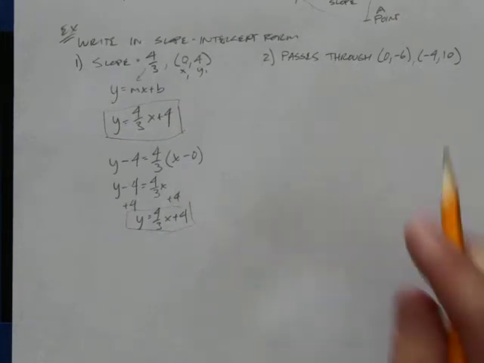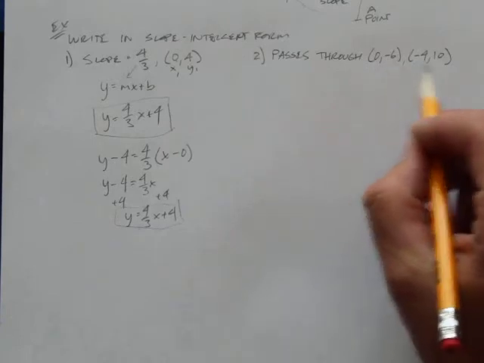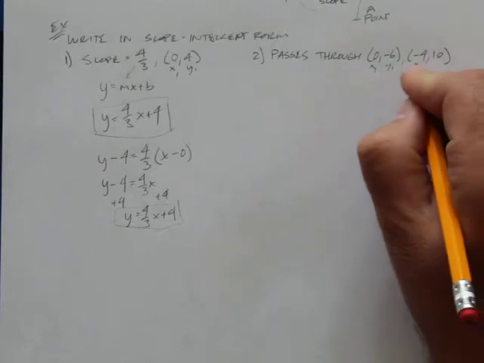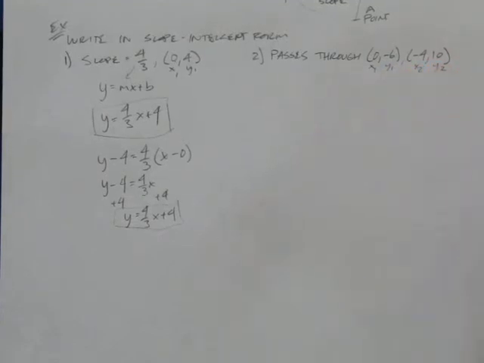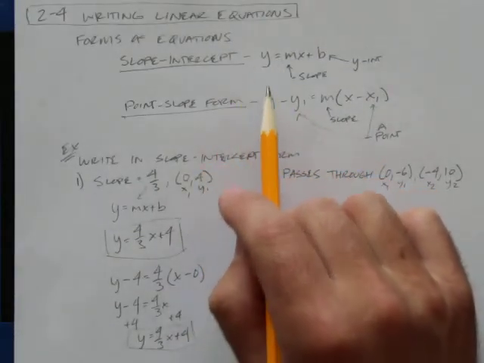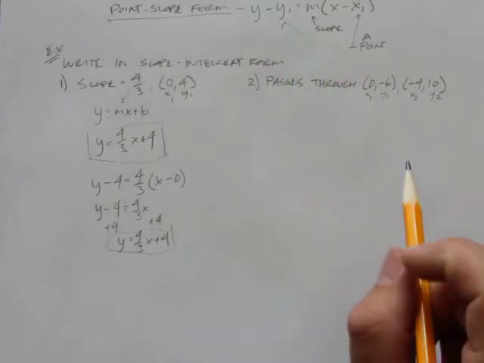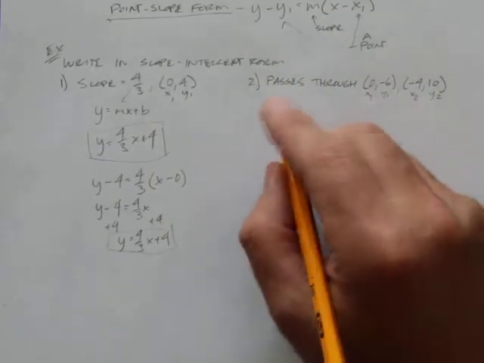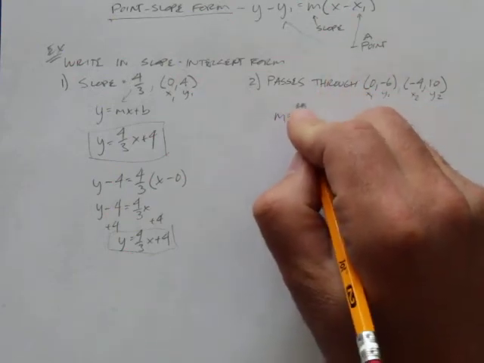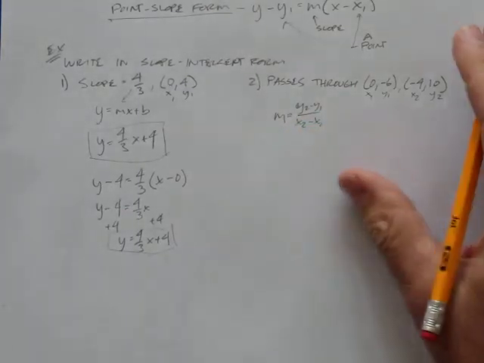All right, let's look at number 2. So it passes through these two points. I'm going to label them x1, y1, x2, y2, because I need the slope. No matter which of these equations I'm going to use, I need the slope. And I was reminded last time that the slope is y2 minus y1 over x2 minus x1, change in y over change in x.